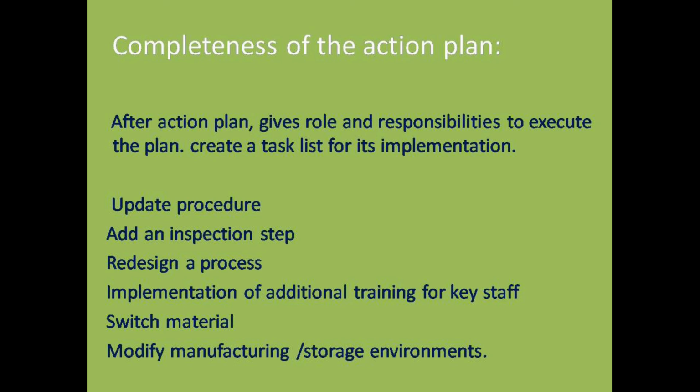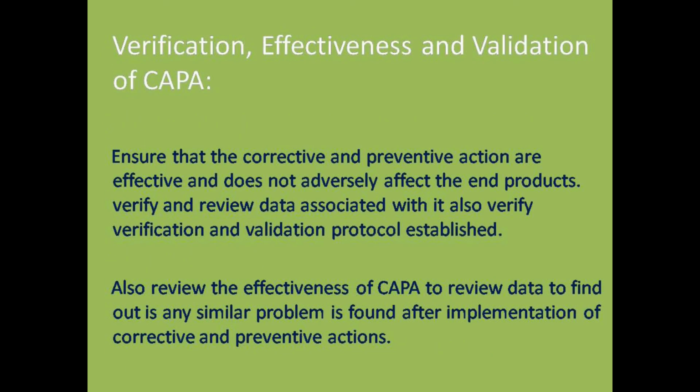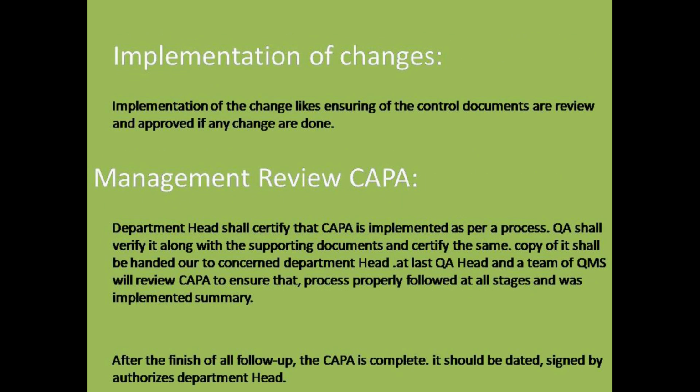Update procedure, add an inspection step, redesign a process, implement additional training for key staff, switch material, modify manufacturing or storage environments. Verification, effectiveness and validation of CAPA. Ensure that the corrective and preventive actions are effective and do not adversely affect the end products. Verify and review data associated with it. Also verify the verification and validation protocol established. Also review the effectiveness of CAPA, reviewing data to find out if any similar problem is found after implementation of corrective and preventive actions.